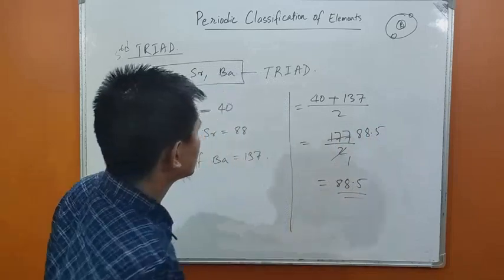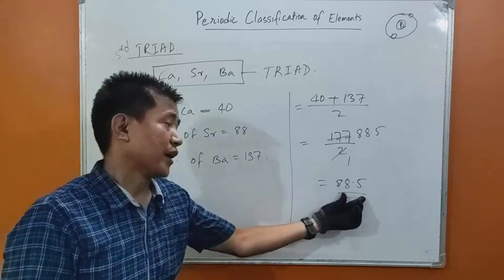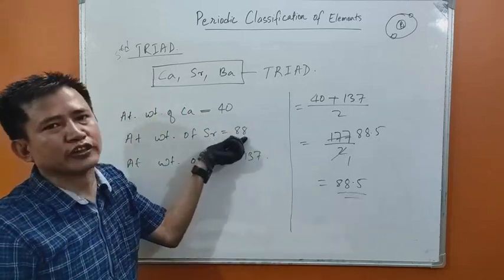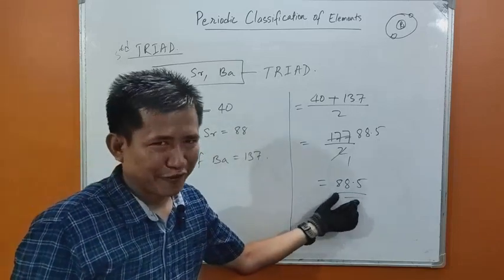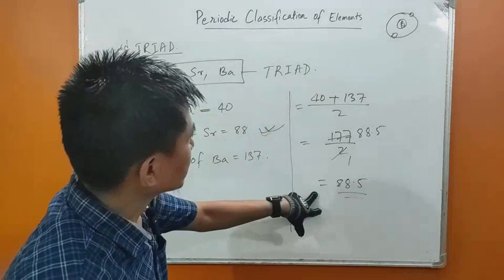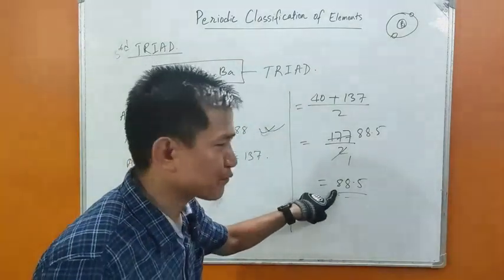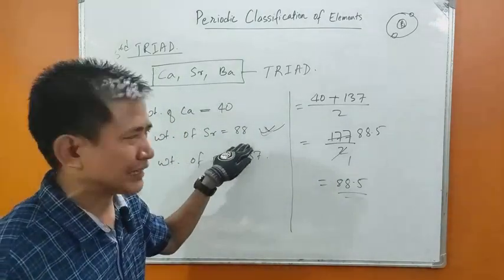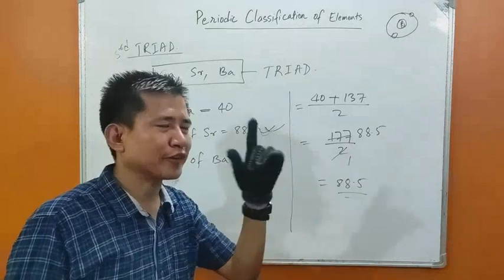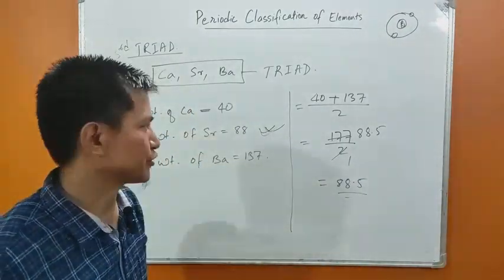So according to Dobereiner, the atomic weight of strontium should be 88.5, but the exact atomic weight of strontium is 88. And 88 is very, very close to 88.5. So we can say this triad is a successful triad, isn't it?